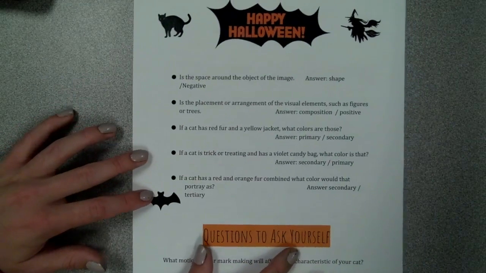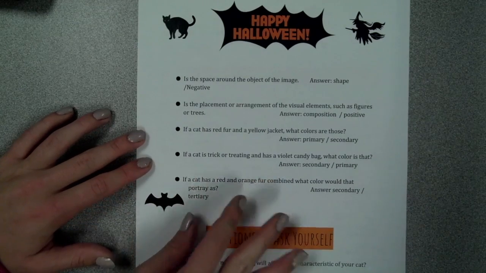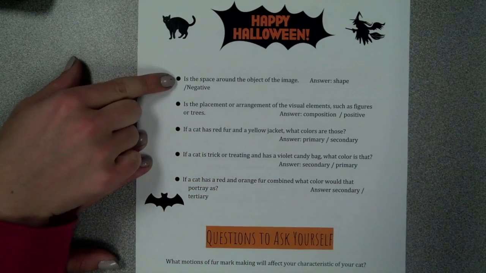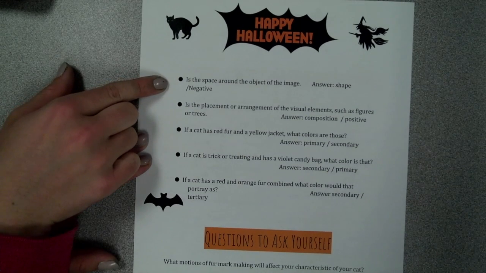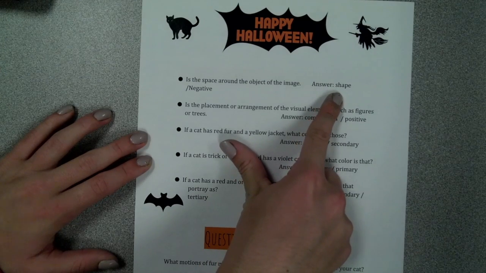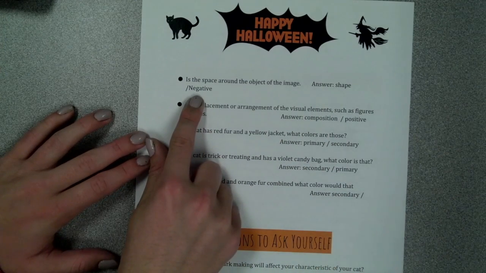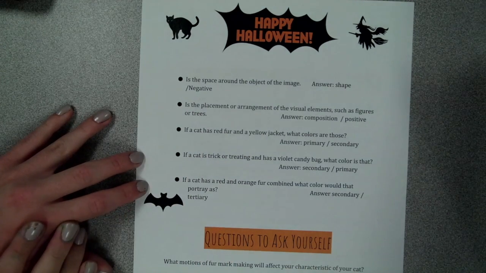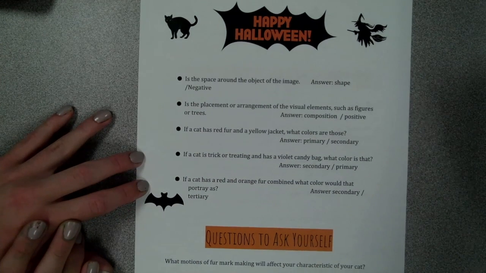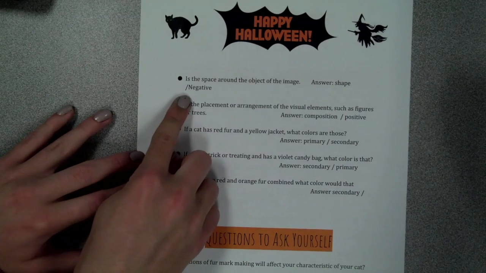If we flip to the back, you're going to have around 5 more questions of vocabulary. All right, so the first one on the back is the space around the object of the image? And you have options of shape or negative. And we already answered positive, so that is the little hint I'm giving you. So what would the answer be? The answer would be negative.